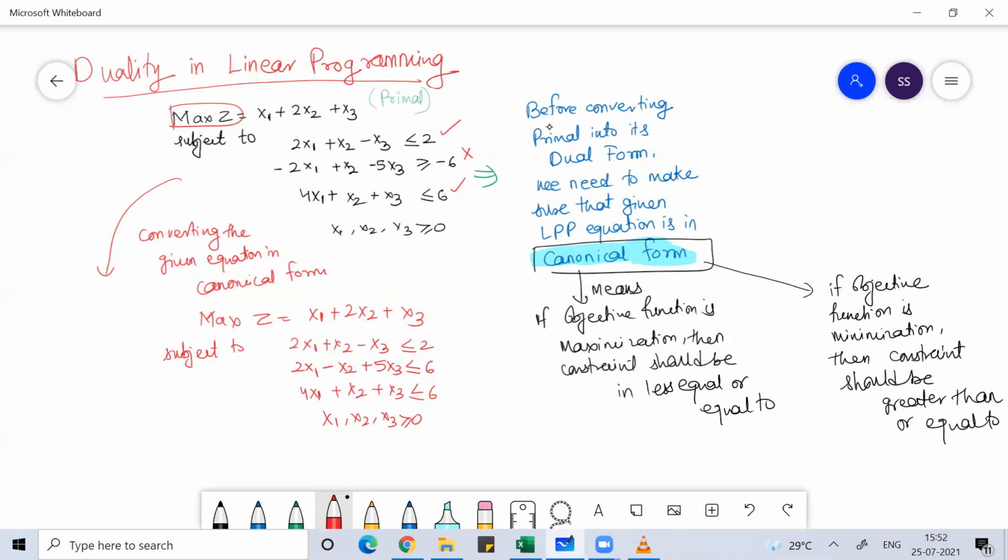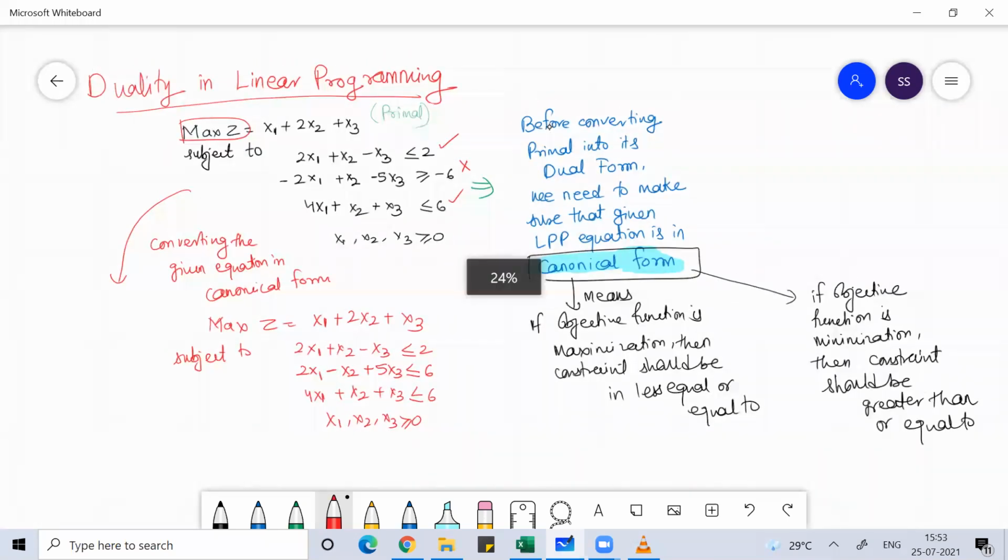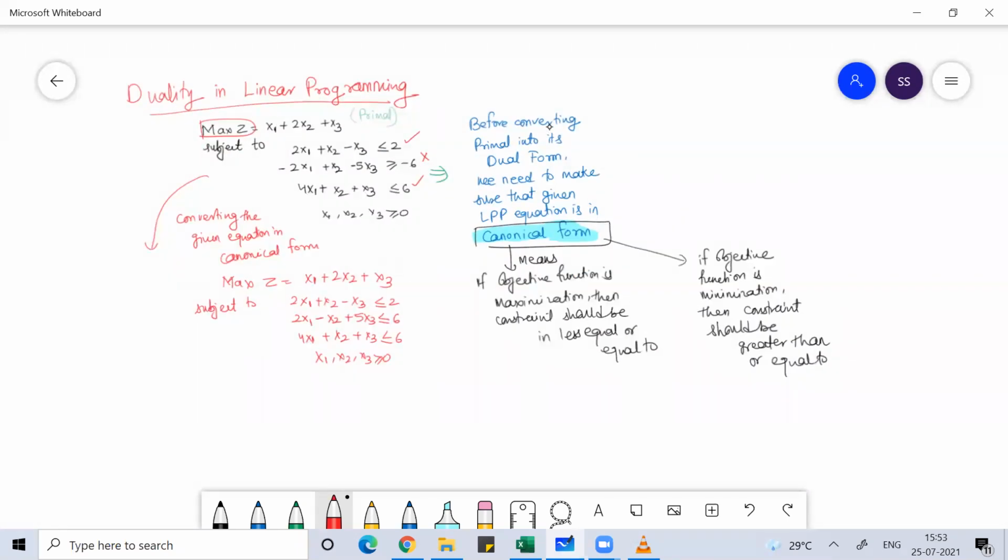So if the variables in the LPP objective function are based on profit or revenue, then we always try to maximize them. But if the decision variables are based on cost, then we always try to minimize them. That is what we normally do for solving the problem. I hope you understand. So first we try to write them in canonical form.